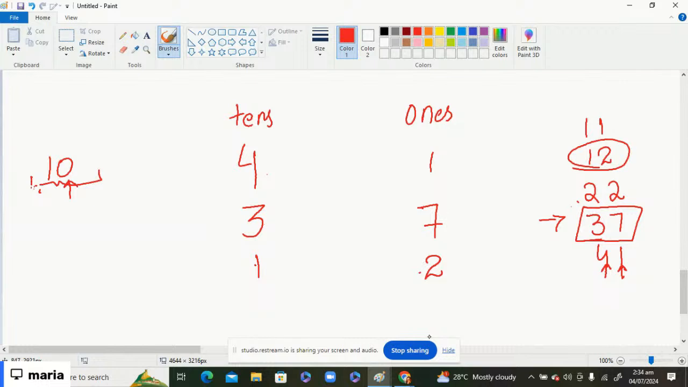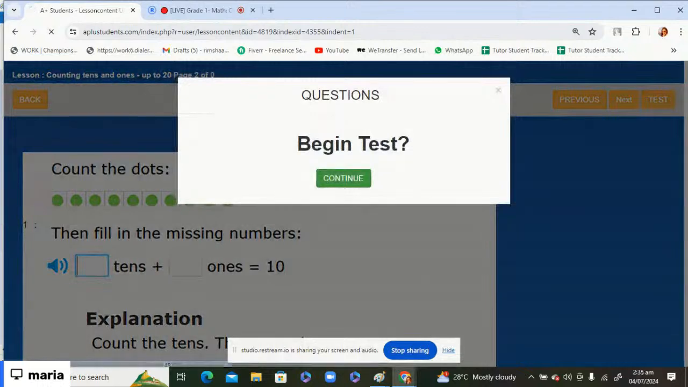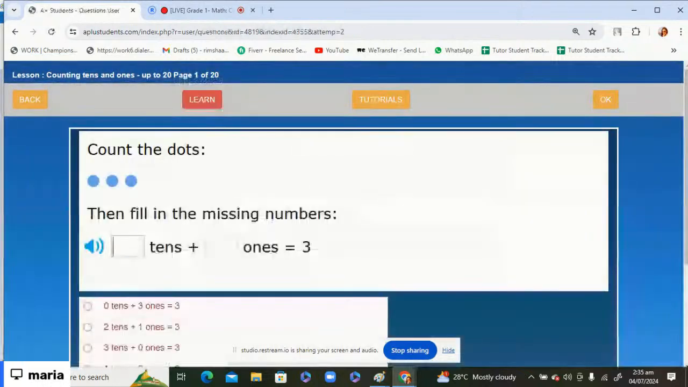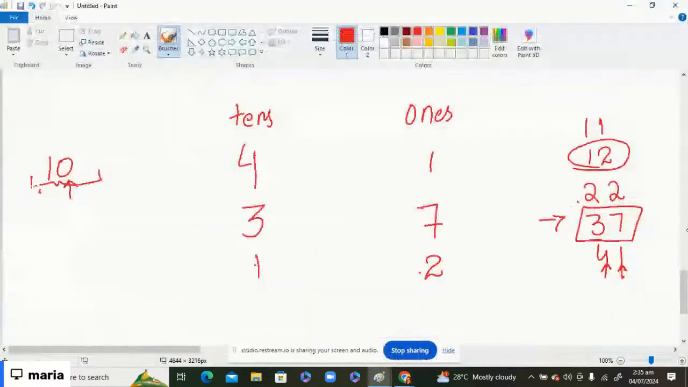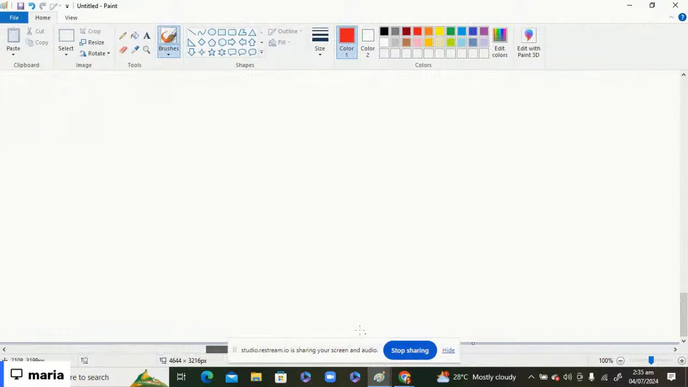Okay, now let's discuss the questions here. Test questions. So count the dots. How many dots are there? 1, 2 and 3. Look here. If you have 3 dots, now you tell me.